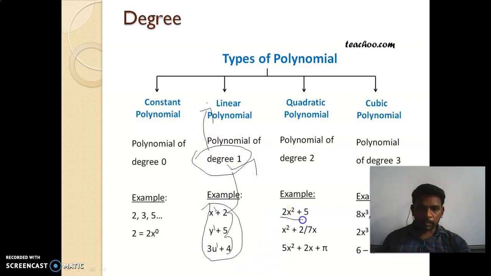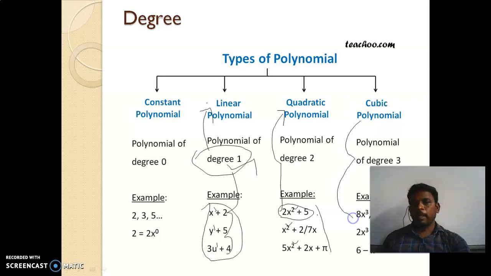Okay, look at this. This is also a polynomial, but the power of the variable is 2. And here also the power of the variable is 2, and again 2. So this is the maximum value. Therefore it has degree 2, and degree 2 is nothing but a quadratic polynomial. And a polynomial with degree 3 is known as a cubic polynomial. And a polynomial without any variable is known as a constant polynomial. That is, the degree of the constant polynomial is 0.